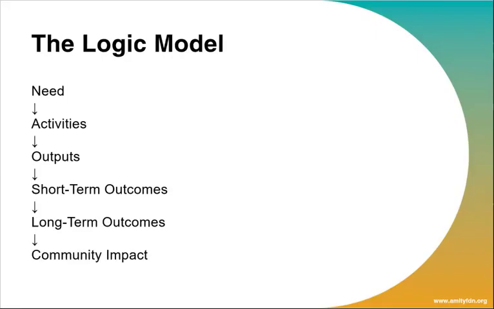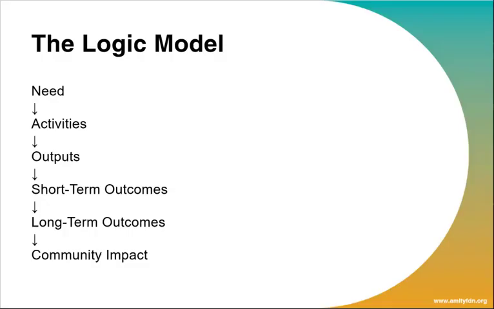Now, let's connect everything we've talked about into one simple framework, the logic model. Think of it as the story of how your program creates change. It starts with the need. What problem are you trying to address? From there, you identify the activities. What are we actually going to do? Those activities produce outputs, the workshops delivered, the people served, the resources provided.